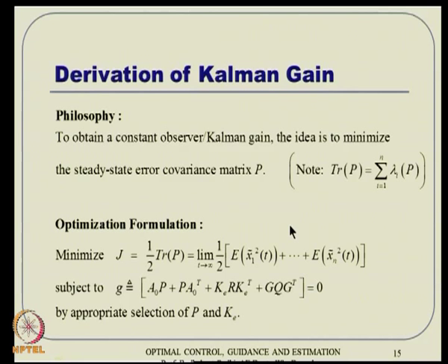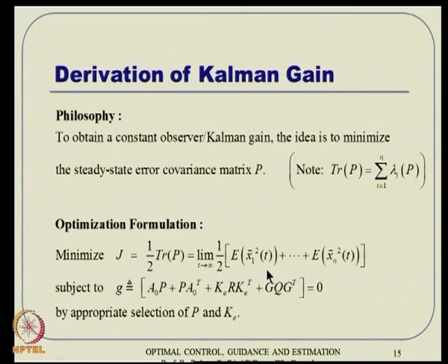So, here is an optimization formulation which tells us that we have to minimize this P. But remember, P is a matrix now, and the trace turns out to be a kind of norm. So, we are interested in minimizing the trace of P. Okay. So, what is P? By definition, it is the limit as t tends to infinity of this quantity.